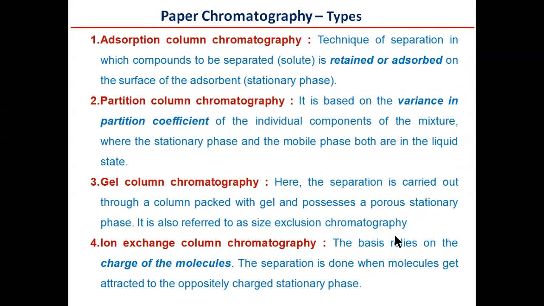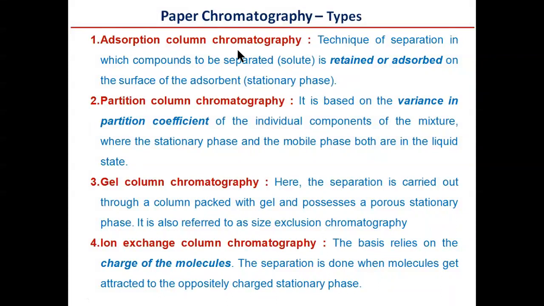So let us discuss based on the separation principle. We have 4 types of column chromatographic methods. First one is adsorption column. So not paper chromatography, it is column chromatography. Here the first column chromatographic method is adsorption column chromatography.